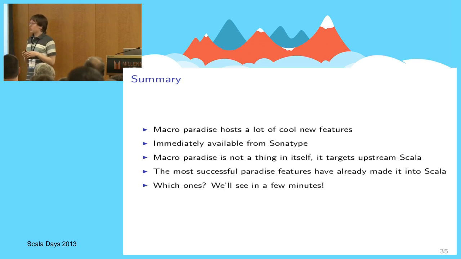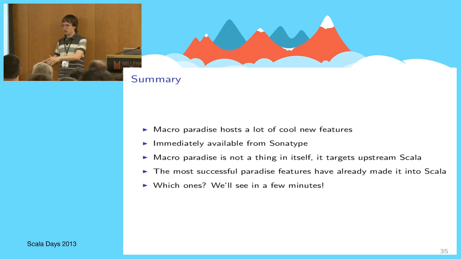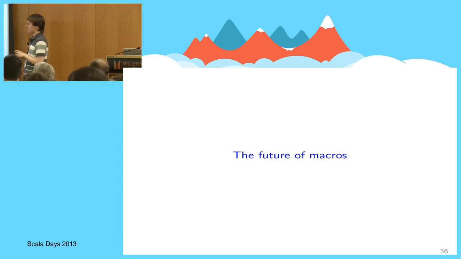All right, now this concludes our tour of Macro Paradise. And as you can see, it gives home to a lot of interesting features. And what's even better about it is that everything that we write in Macro Paradise is always targeted at the upstream Scala. So every feature that we do, we immediately think how it will fit into Scala, and well, yeah, how it will fit into Scala 2.11. Let's figure out.